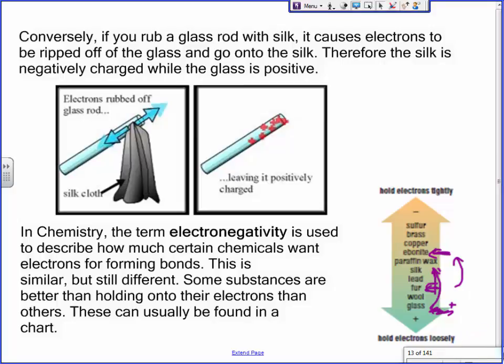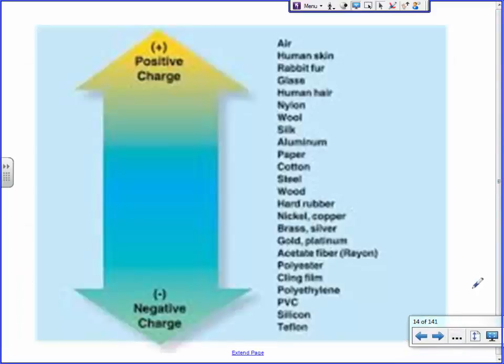So if you know which items work with which, it gives you the ability to make items that are charged, so you can do that cool little thing right here. So here's a better table.